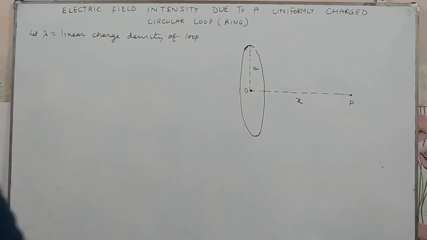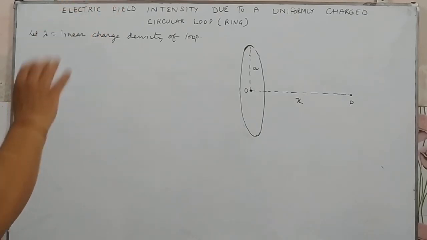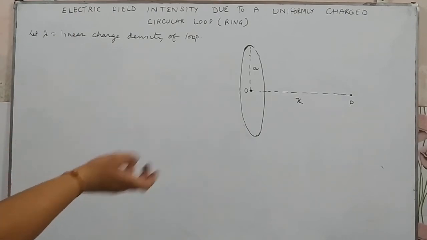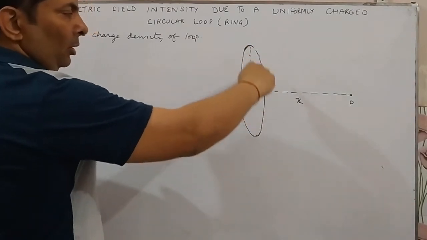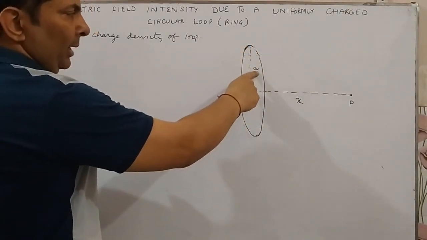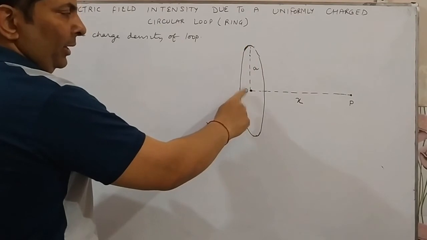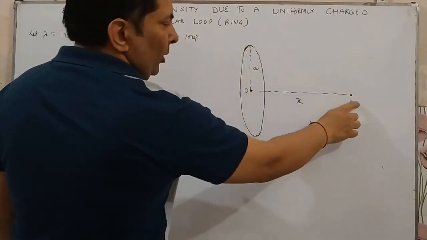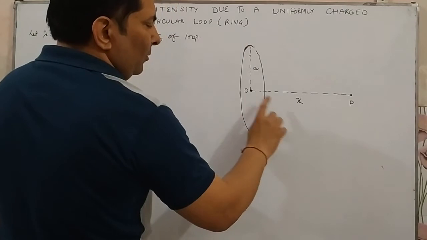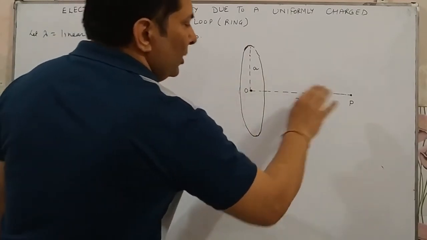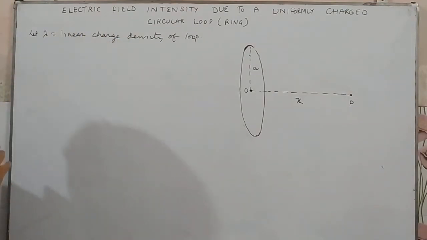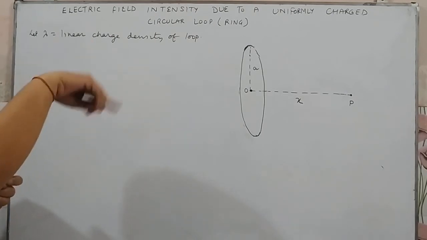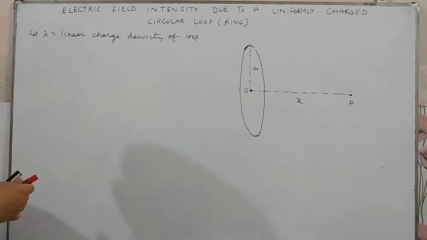Now in this topic we will find the electric field intensity due to a uniformly charged circular loop, or we can say ring. Okay, and here we consider this is a uniformly charged ring of radius A. Where O is the center of the ring, and we need to find the electric field intensity at point P, which is at a distance of x from point O. So that you can say OP equals x. Fine. So now we define that lambda be the linear charge density of the ring or the loop, whichever you say. Basically, linear charge density is total charge of the ring divided by total length of the ring.